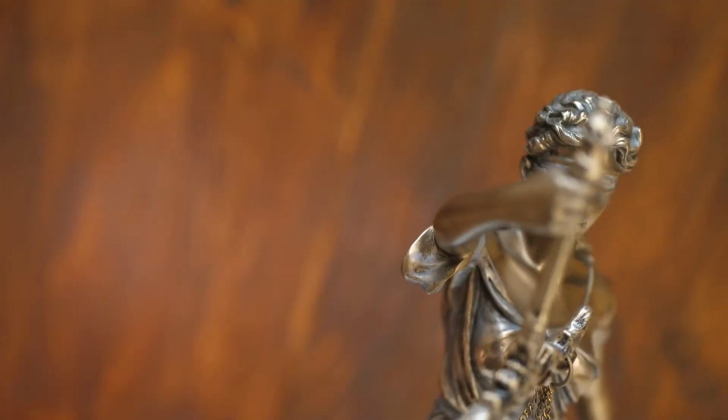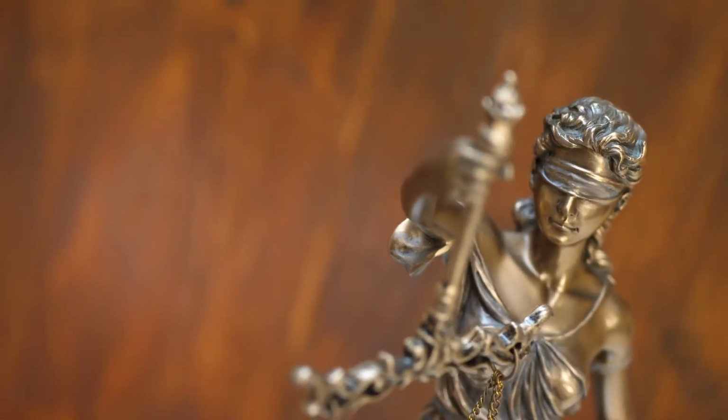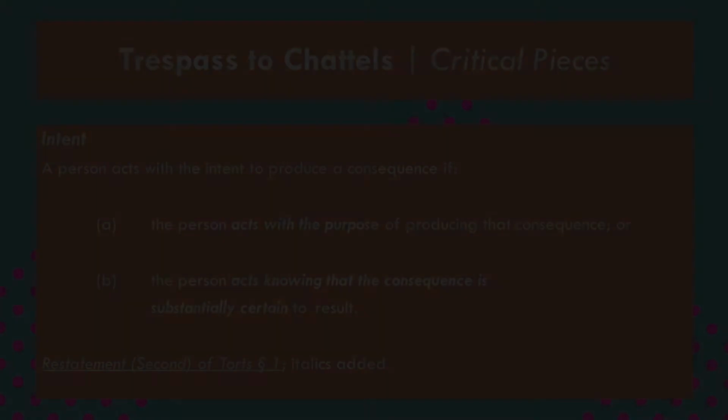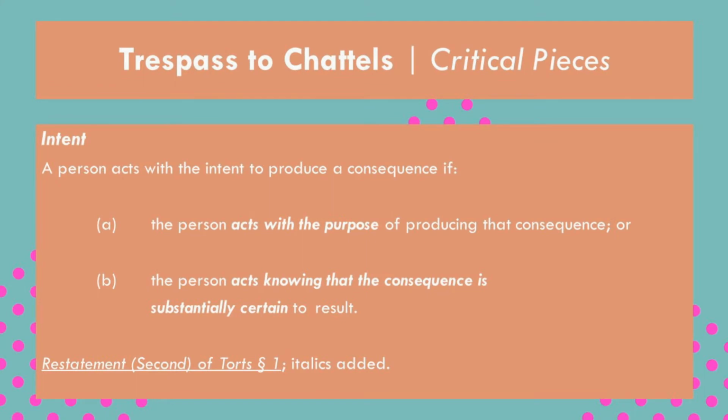This requirement is integral to all intentional torts. Simply put, the tortfeasor must have acted with intent. The Restatement Second of Torts, Section 1, states that a person acts with the intent to produce a consequence if A. The person acts with the purpose of producing that consequence, or B. The person acts knowing that the consequence is substantially certain to result.